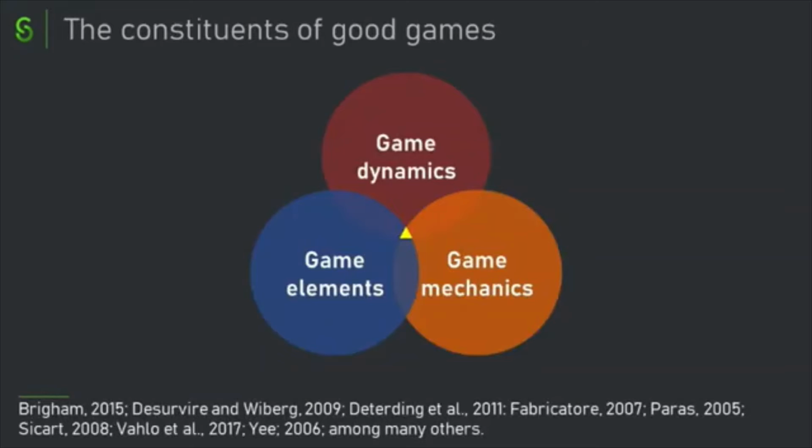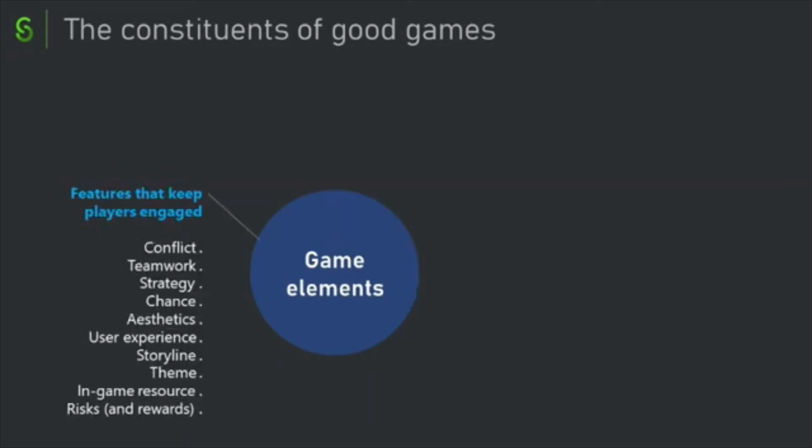Game designers regard them as the main constituents of good games, and this design model has been referred to by many researchers. We have the constituent called game elements, which identify the features that keep players engaged, or at the extreme end, addicted. Game addiction comes from game elements. Some players are drawn by the storyline, some others being able to have teamwork with people from the other side of the world. Some others like to be risk takers, and some others like taking chances. So these are what we would call game elements.